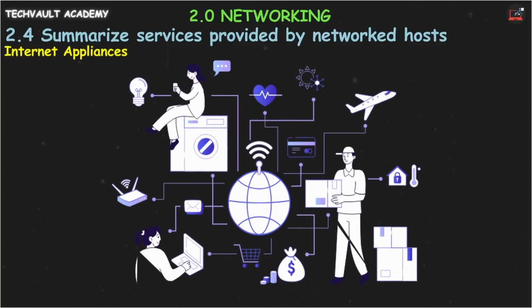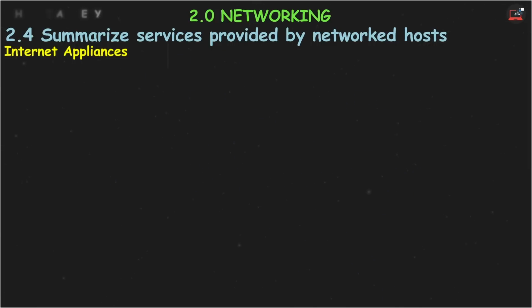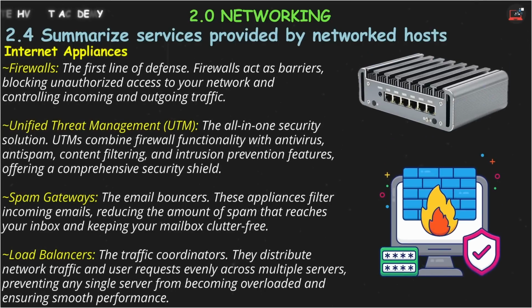The security guardians, internet appliances. Just like a secure building has guards and security systems, networks rely on internet appliances to protect them from various threats. Firewalls, the first line of defense. Firewalls act as barriers, blocking unauthorized access to your network and controlling incoming and outgoing traffic.